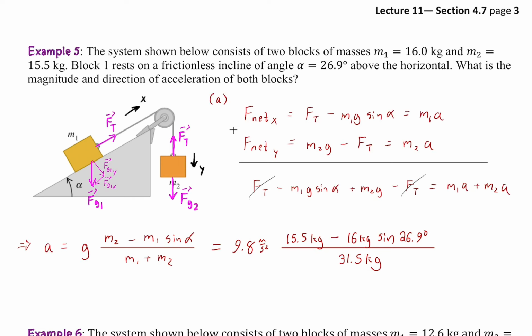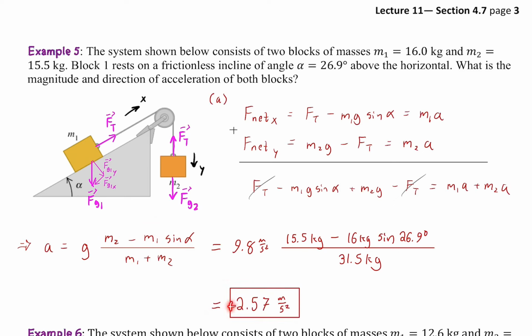Notice how this looks really similar to the one we did before, where it was m2 minus mu k m1. Here, because there is no friction, instead of the mu it's m1 sine alpha. So the thing that's slowing it down is just a component of its weight. And it's weight because I could distribute the g, even though it looks like mass here. You have to imagine distributing g. Plug in the numbers, and there we go.